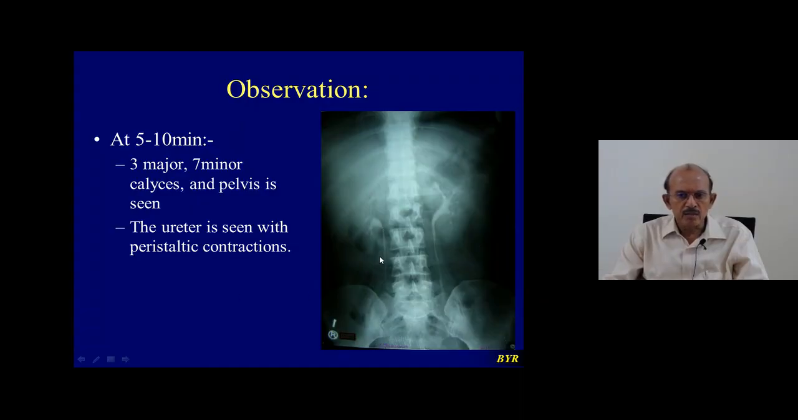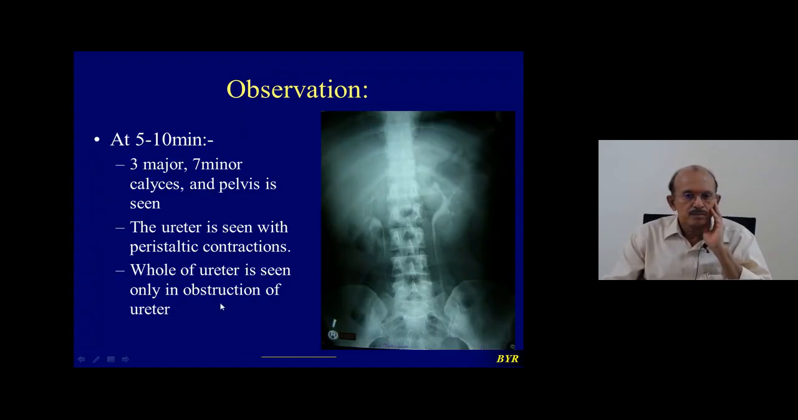This is the ureter. The ureter does not have a uniform caliber. It is constricted here. Again, it's constricted here. So you think that there are strictures here. No. These are the normal peristaltic activities. Whenever you see the ureter, you can see at least 3 peristaltic activities. You are seeing one here, another here. If you go down, you can see a third one somewhere here. So these are the peristaltic contractions. The whole of the ureter is seen only in obstruction of the ureter.